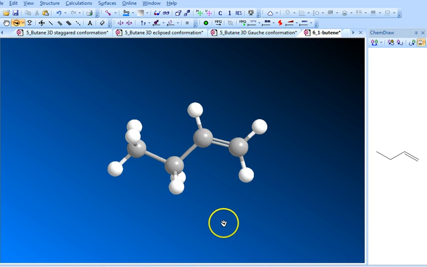Alright, now the question is, can this molecule exist in cis-trans as a trans isomer? Can this molecule exhibit cis-trans isomerism? Yes or no?